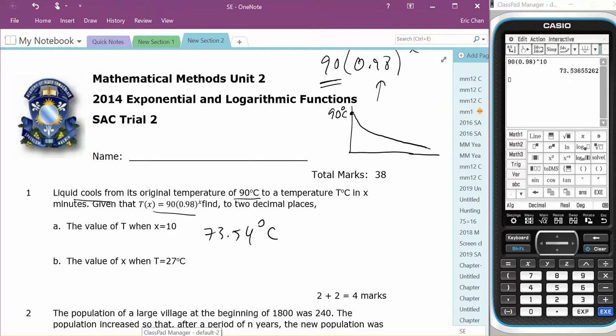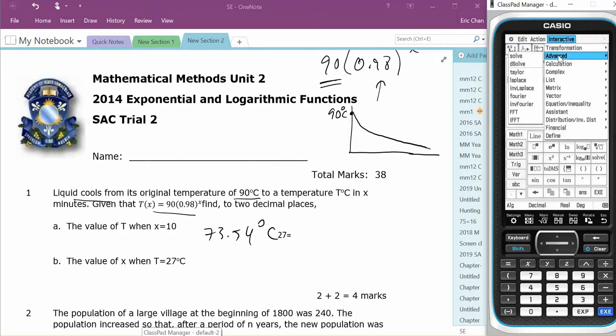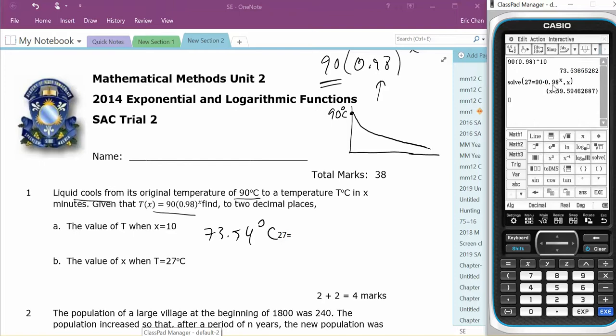So 27 equals this to the power of x. You're solving for x, basically. Interactive, solve for x. And we should get, to 2 decimal places, 59.59. So x equals 59.59, and always put your units. So x is in minutes.